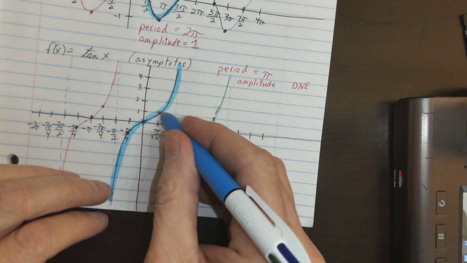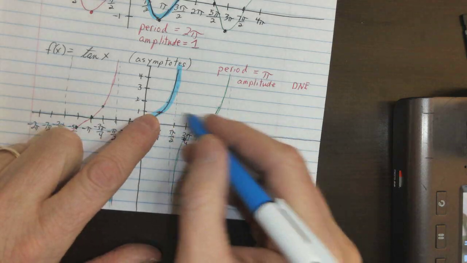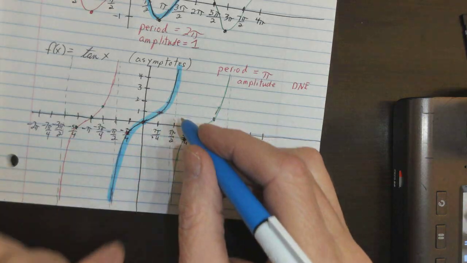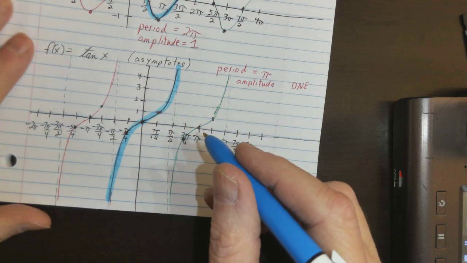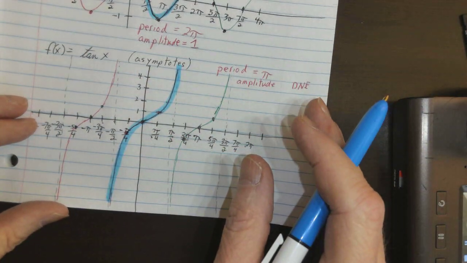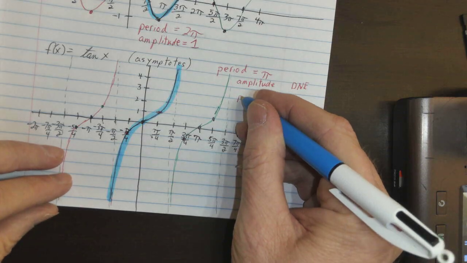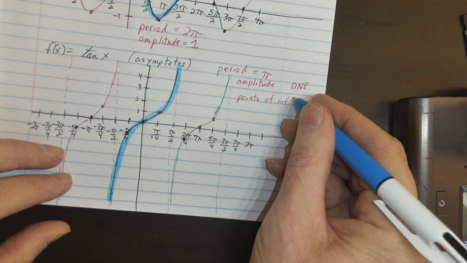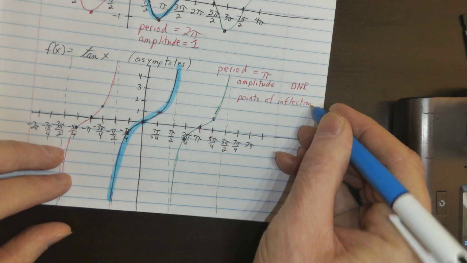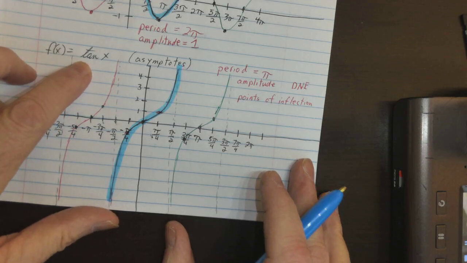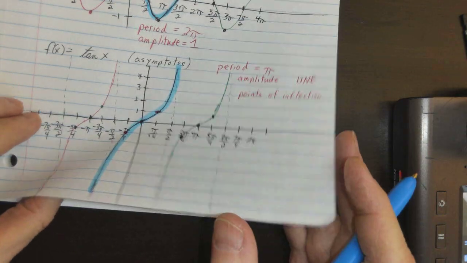These points are kind of significant, though. Those points there are called, it slips my mind. We'll go over that later. Oh, points of inflection. It came back. And we will talk about what those are when we go specifically to graph tangent and cotangent x.